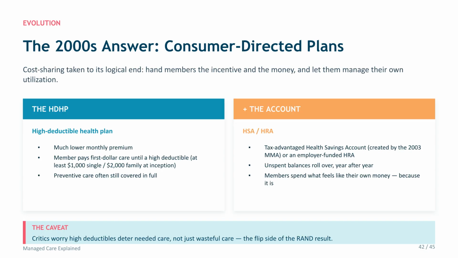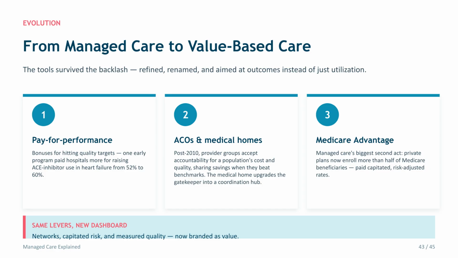In the 2000s, consumer-directed plans gained prominence. These combine high-deductible health plans with tax-advantaged accounts like HSAs, aiming to make members more aware of healthcare costs by using their own funds. Managed care has since evolved into value-based care. The focus is now on outcomes rather than just utilization control, using tools like pay-for-performance, accountable care organizations, and the significant expansion of Medicare Advantage.